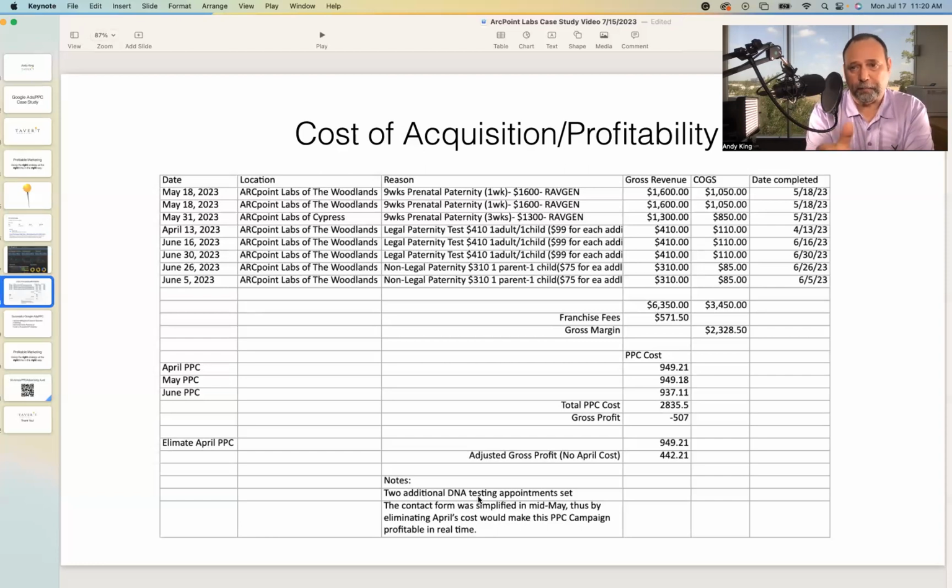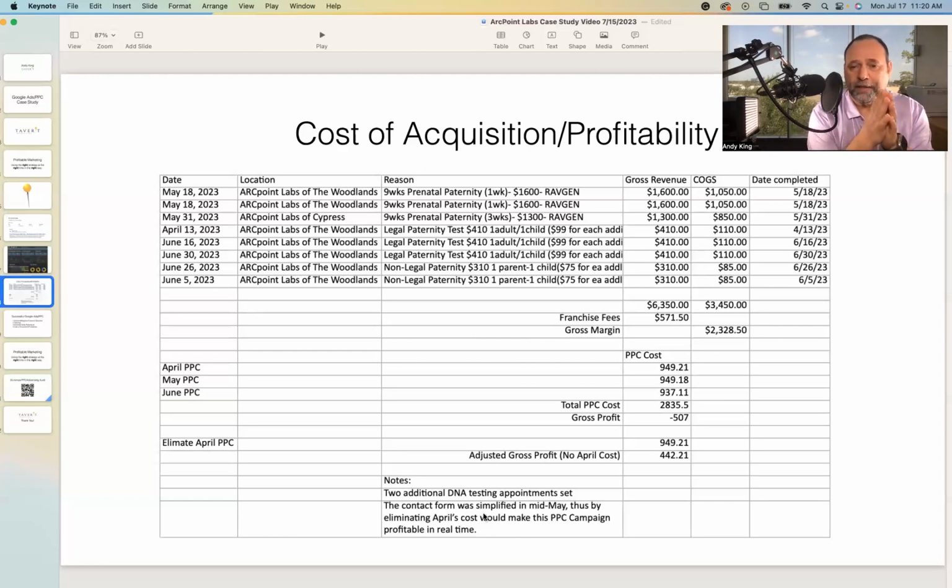They may not go through, but I can tell you, if you're in the midst of a pay-per-click campaign and you're actually showing profitability, absolutely huge, because a lot of the profitability will actually take place when we end the campaign, and you'll have a few more tests that take place to make it more profitable.